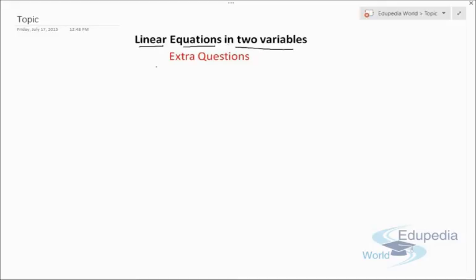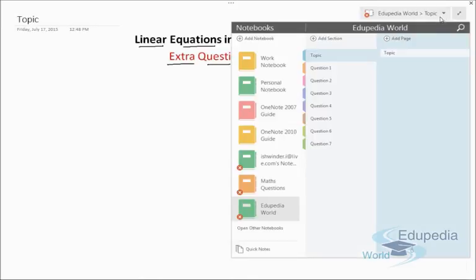So in this video again we'll discuss some of the extra questions related to linear equations in two variables. So we follow the same strategy. We'll discuss questions through examples so that you can learn some of the extra concepts and questions which are generally seen in the examination. So let's get started with the first question.